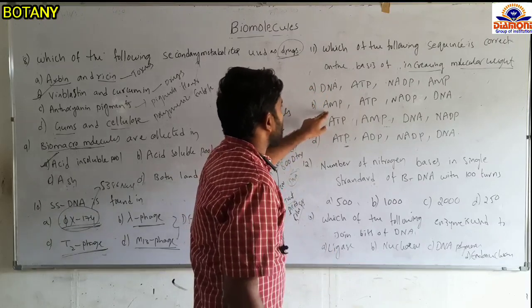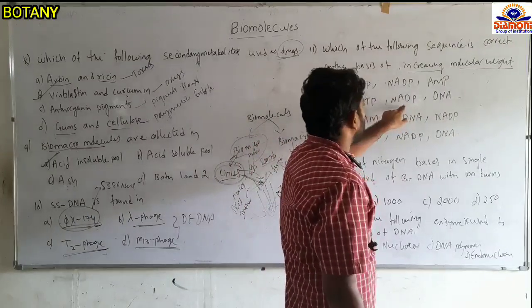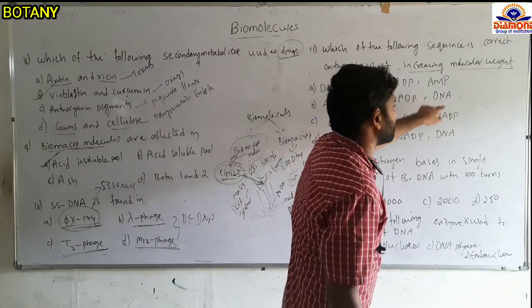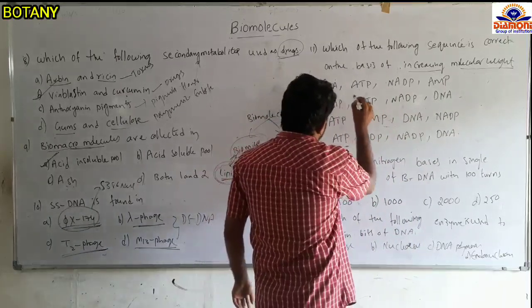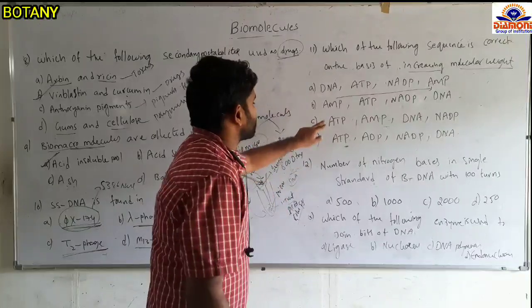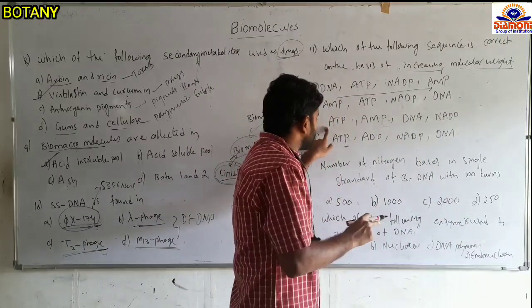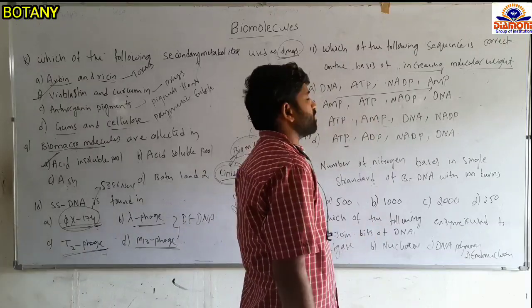And option B: adenosine monophosphate, adenosine triphosphate, nicotinamide adenine dinucleotide phosphate, and DNA. So adenosine monophosphate to DNA is called an increasing order. And option C, adenosine triphosphate. Actually, increasing order means adenosine monophosphate should be present first.